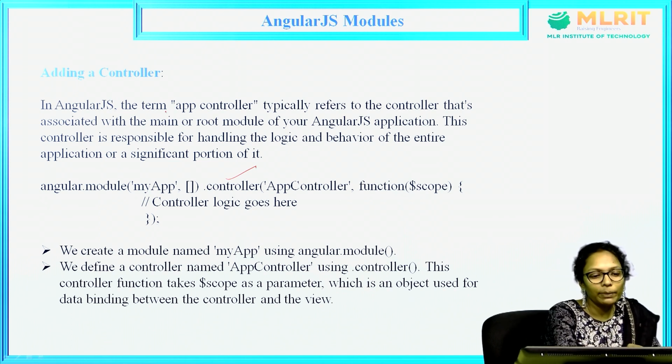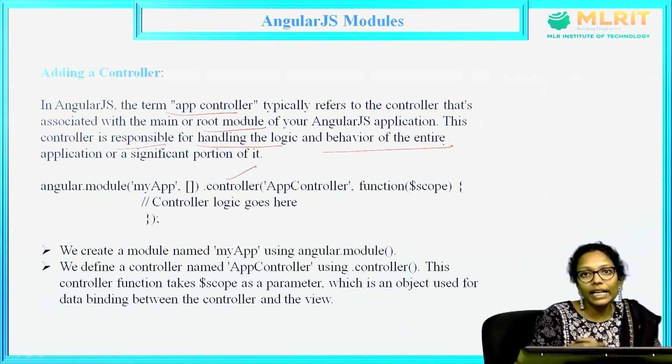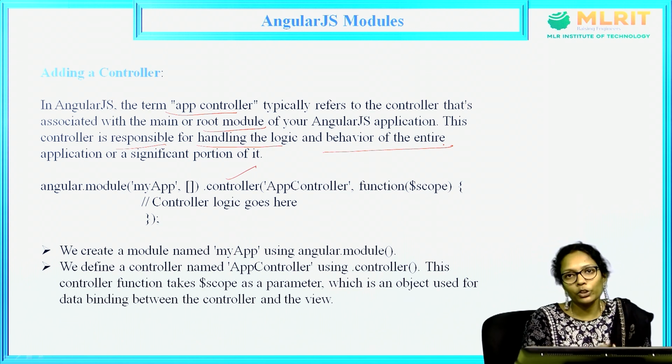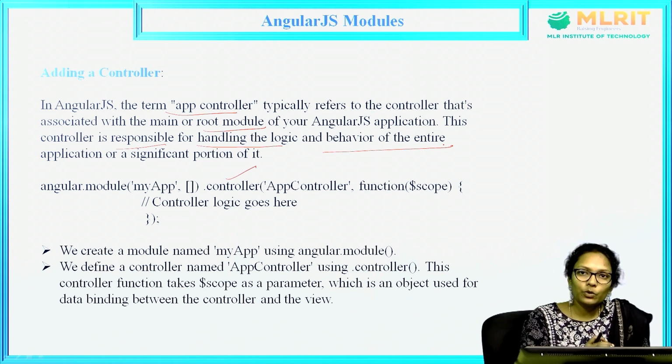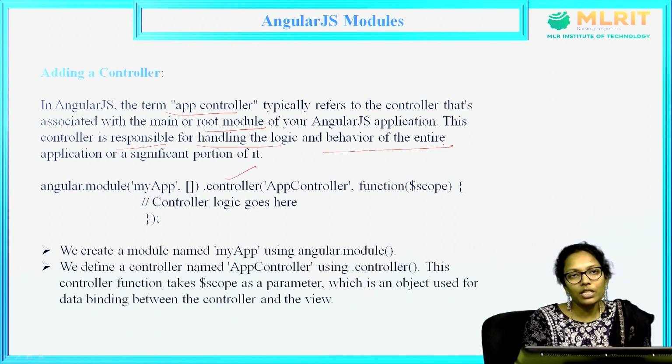So what will this app controller do? It typically refers to the controller that's associated with the root module, the main module of your AngularJS application. This controller is responsible for handling the logic and behavior of the entire application. Right? So whatever module you are creating, how it works can be controlled using this controller only. So for this, what is the function you are using?